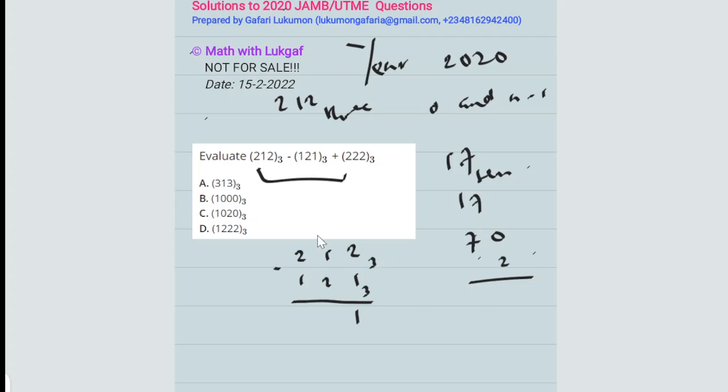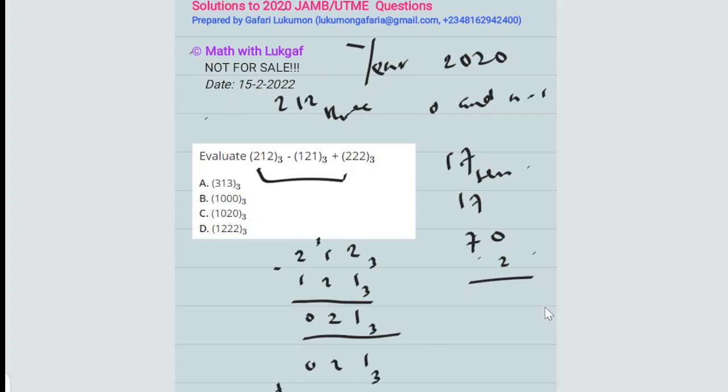So if you now put that 3 here, 3 plus 1 you have 4, 4 minus 2 that will give you 2. Then what do you have left? 1 here. 1 minus 1, this is 0. I hope you understand now. So you have 021 base 3. Then you can now add it with the third number.